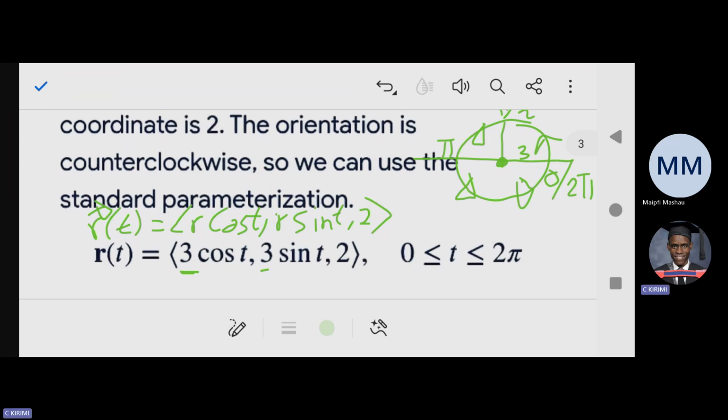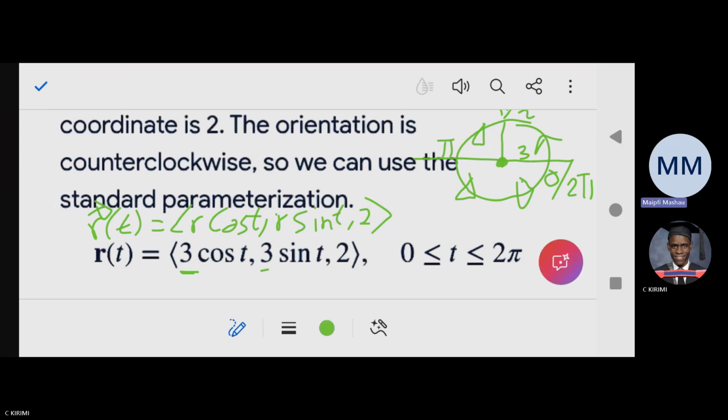Is it a problem, that one? That it's a circle which is starting from 0 degrees and ending at 2 pi, 360 degrees. Is it difficult? It's clear, isn't it? No, it's not clear. I need clarity on that.